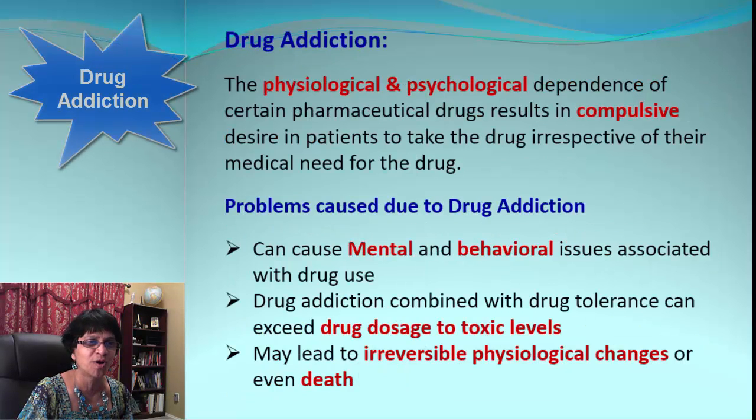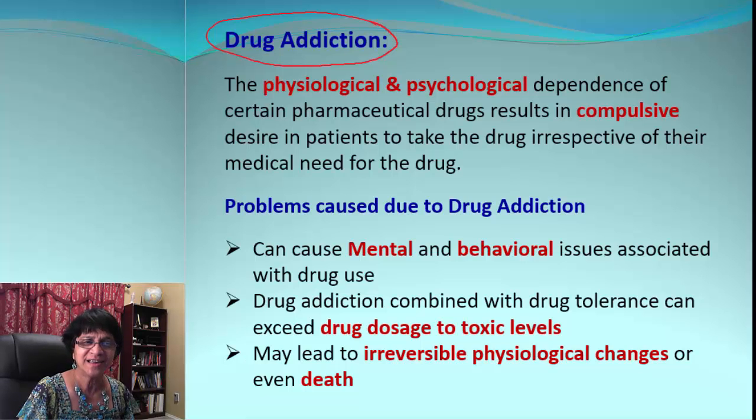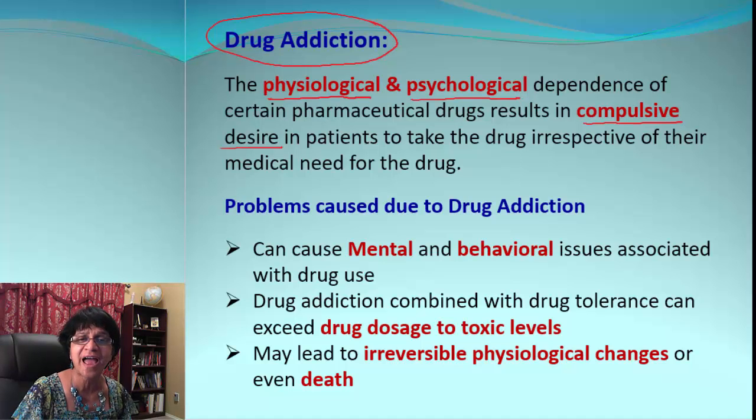And here is one more term: drug addiction. Drug addiction is different from tolerance. So, what is it? It is the physiological and also psychological dependence on a particular drug. And then what happens? The patient gets a compulsive desire to take the drug, irrespective of the well-being of the patient. In fact, the person may not have any health condition, but will feel compelled to take these drugs. That's called drug addiction.